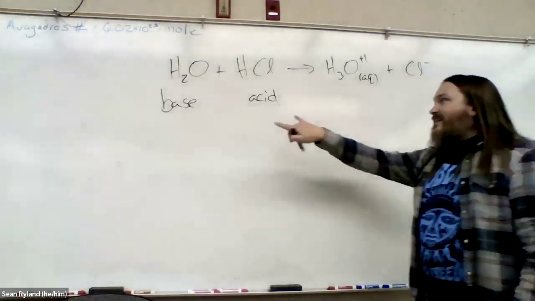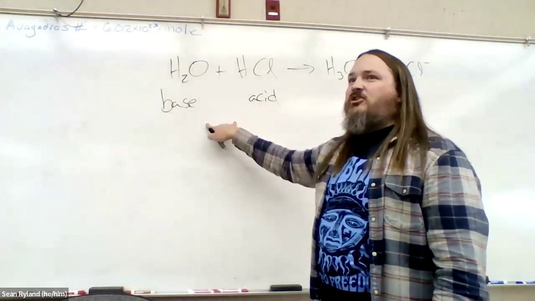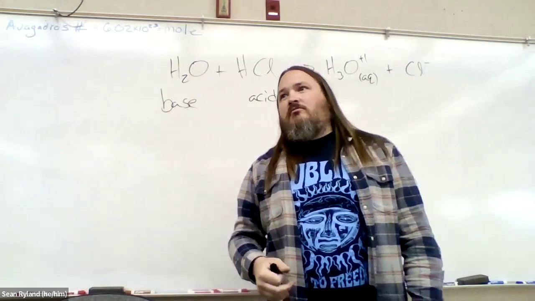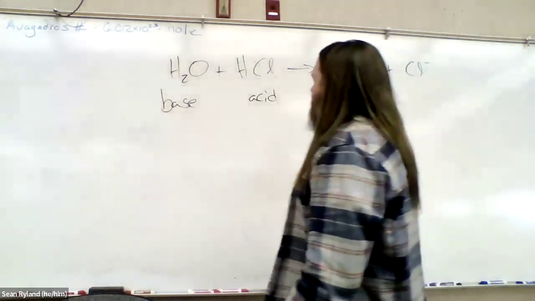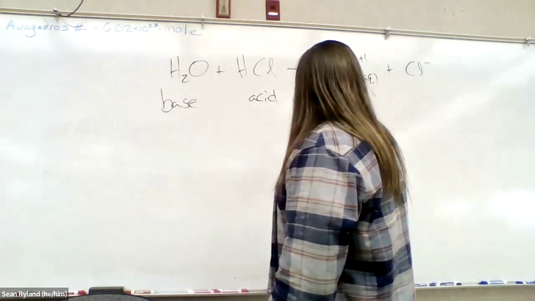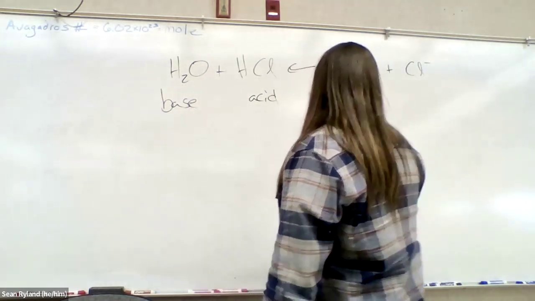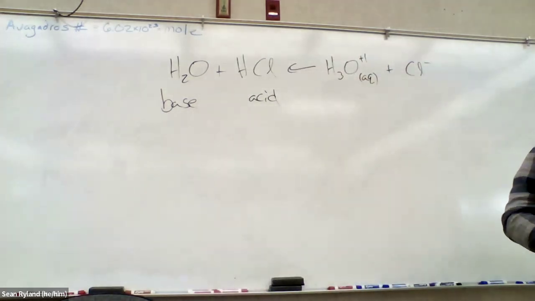All right, so you will always have a pair when it comes to acid-base reactions. You can't have an acid reaction without a base reaction. What if the reaction happened backward? What would be the acid and what would be the base? If it was going like this, if you had hydronium and chloride, and it was going to make water and HCl.